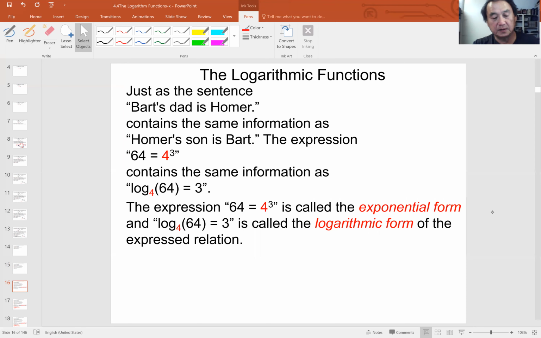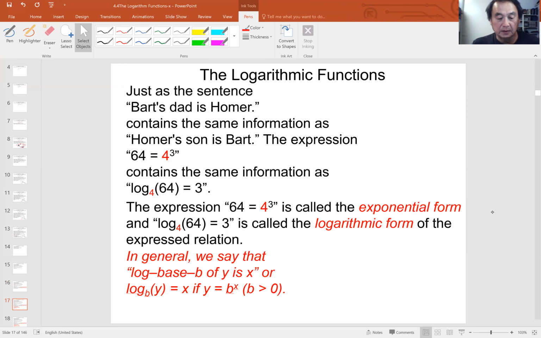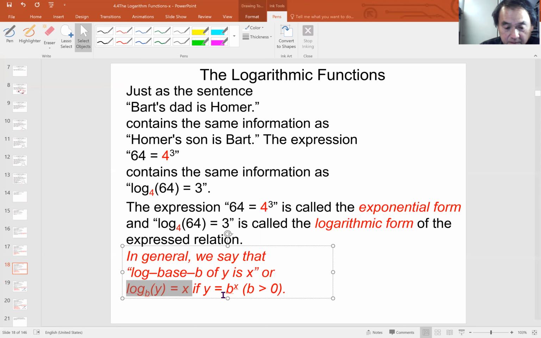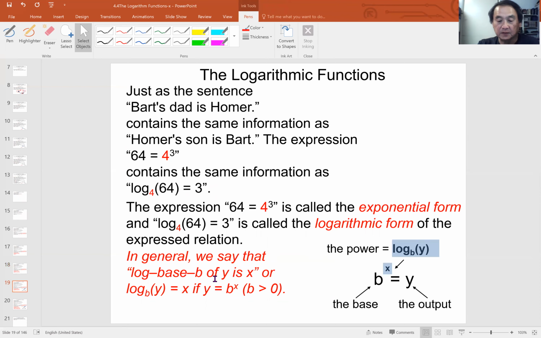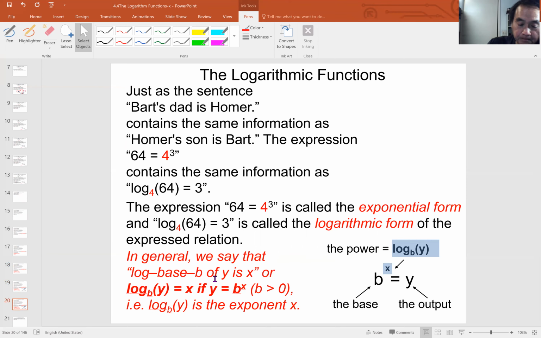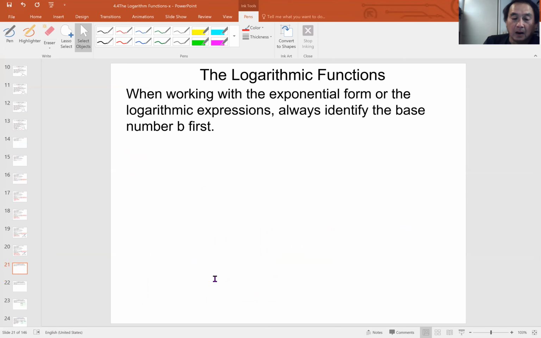Okay, so in this type of situation, we have the option to express the relationship in one format or the other format. And so here's the general definition of what we mean by log base b of y is x, if base b raised to x is y. It's the inverse function of the exponential b to the x.